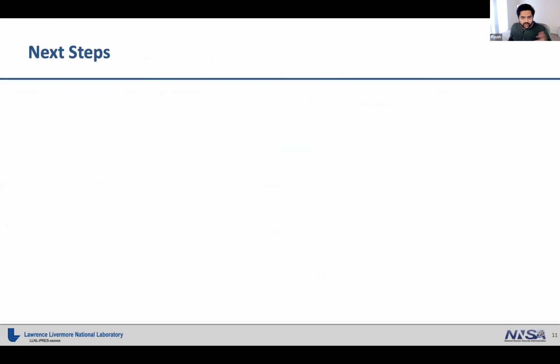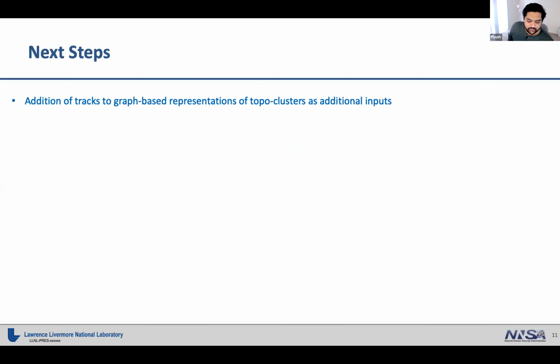And what we're planning next is basically to incorporate track data in our graph-based models. We do have some results on this, but they haven't been reviewed and released to be shared, basically. So I can't show that.